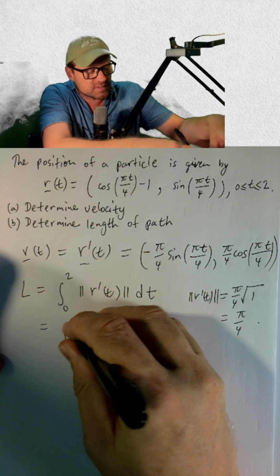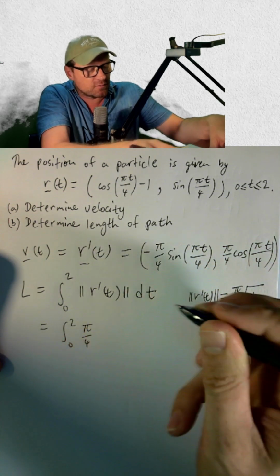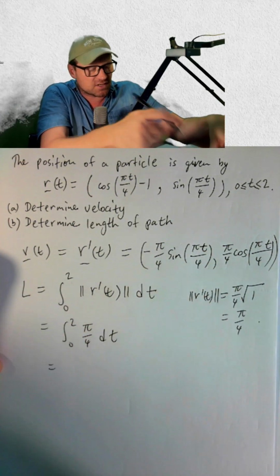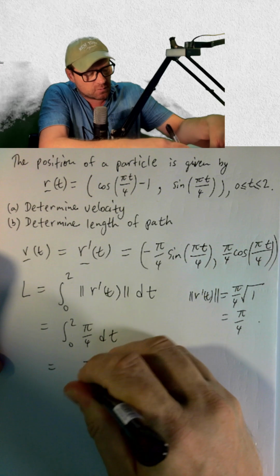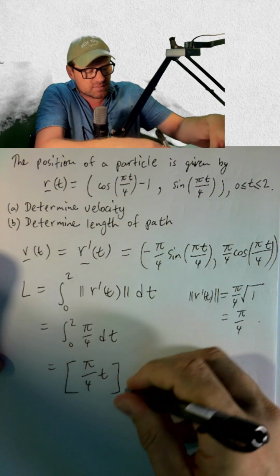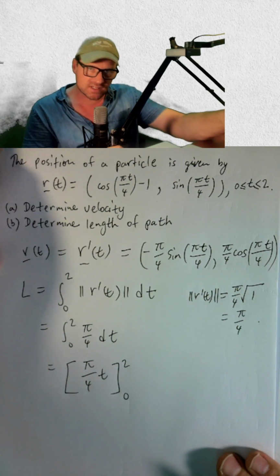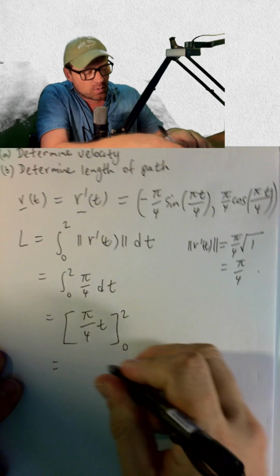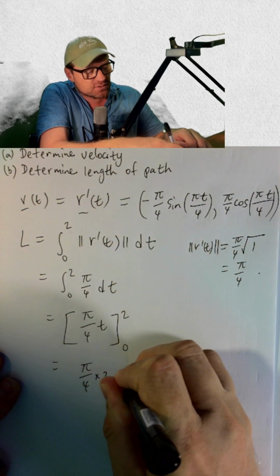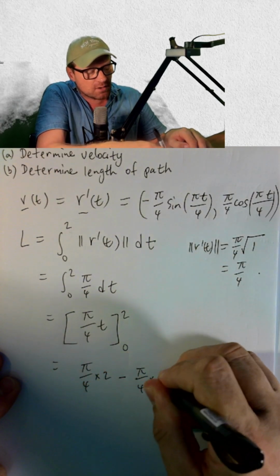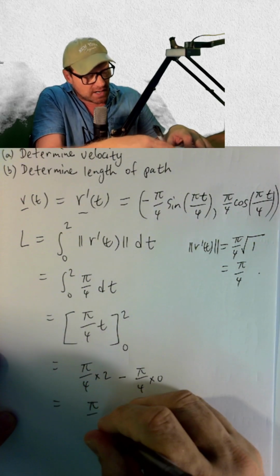Okay, well, that's easy. Now let's sub that in here. So we have the integral from 0 to 2 of π/4 dt. Integrating this constant just gives π/4 t, and then t goes from 0 to 2. We sub in 2, we sub in 0, and we subtract. And so we have π/4 times 2 minus π/4 times 0, and this simplifies to be π/2.